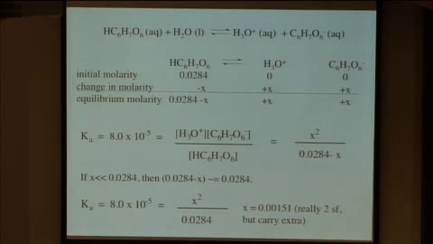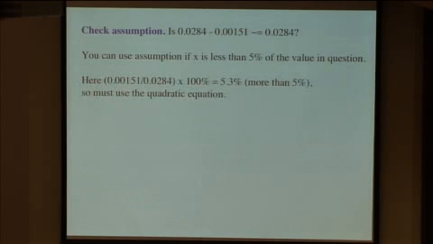And x comes out to be 0.00151. They're really two significant figures, but we're going to carry an extra one for the moment. So there are just two significant figures here. Now we can check and see if x was really small, if that assumption worked.